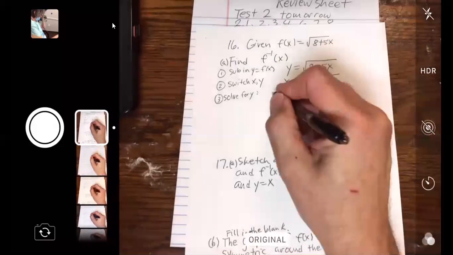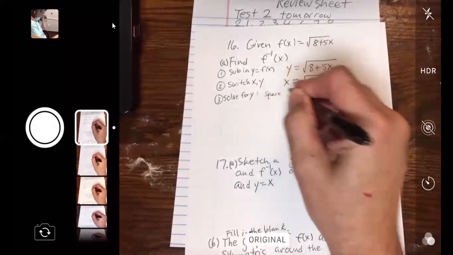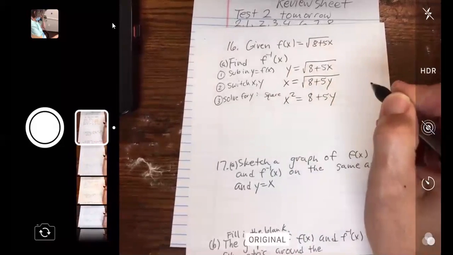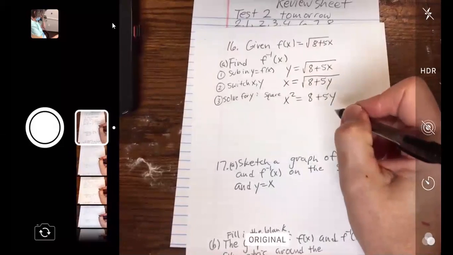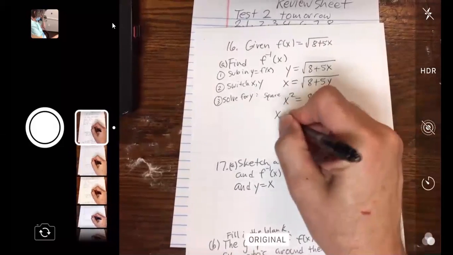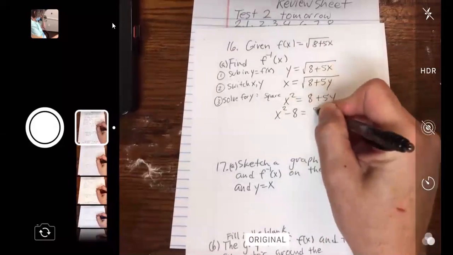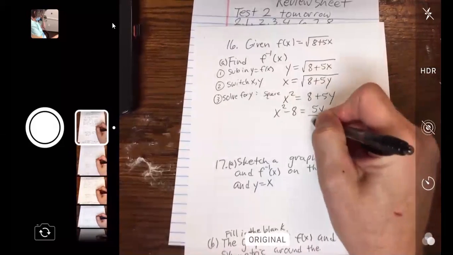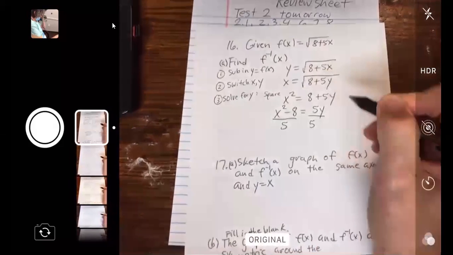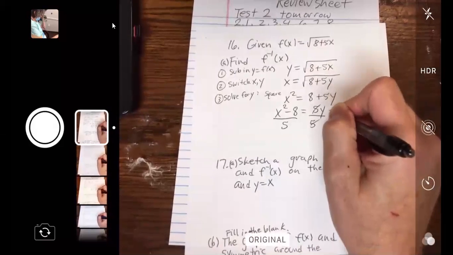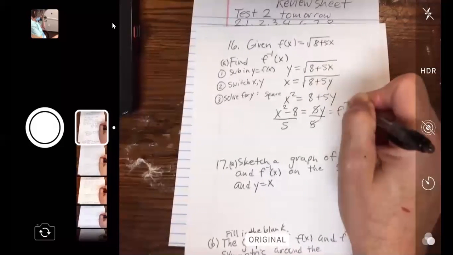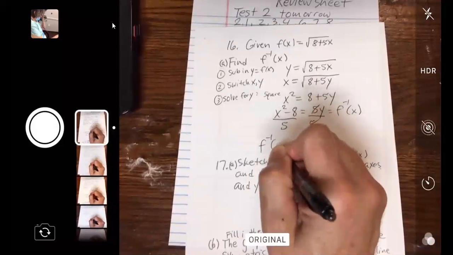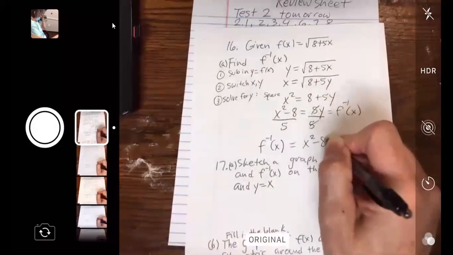With the square root, I want to square. So x squared equals 8 plus 5y. I'll take away the square root. Subtract 8. That'll equal 5y. Last move is to divide by 5. This is equal to my f inverse of x. I'll write it out for you. F inverse of x. Square the x, subtract 8, divide by 5.